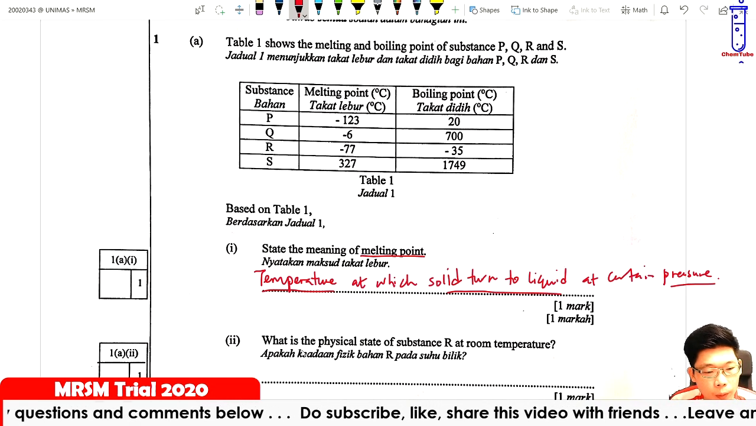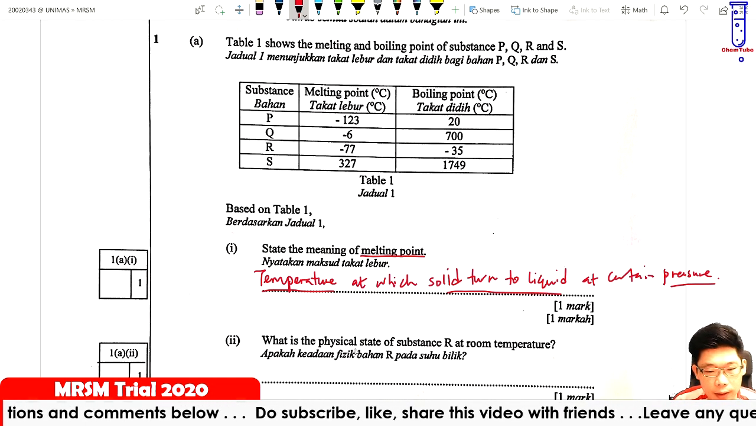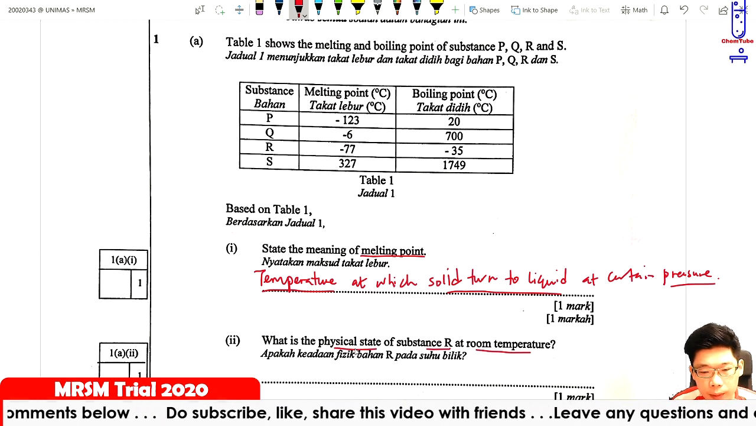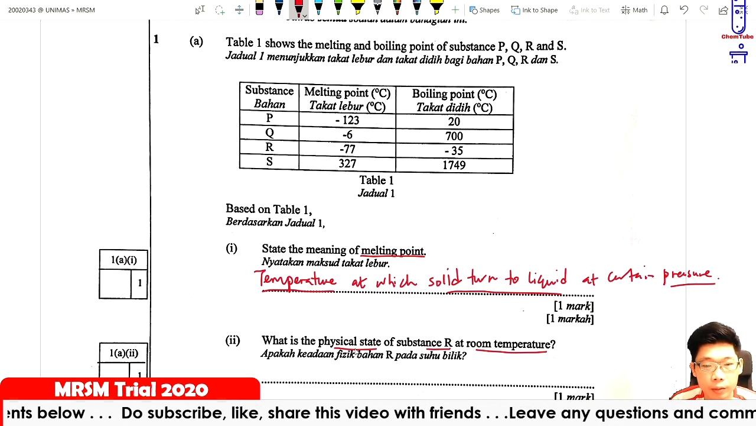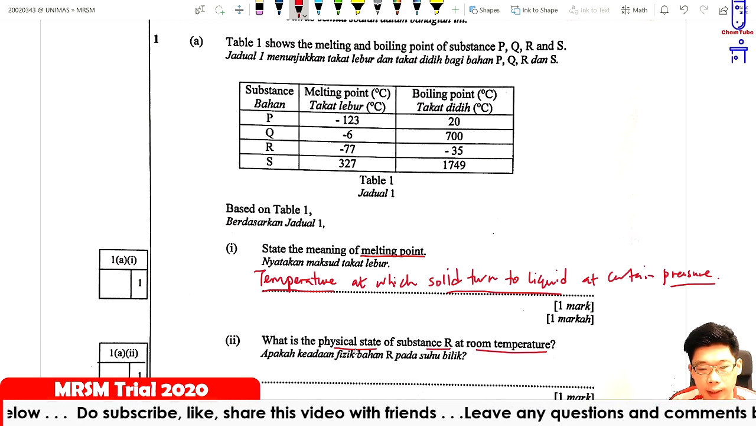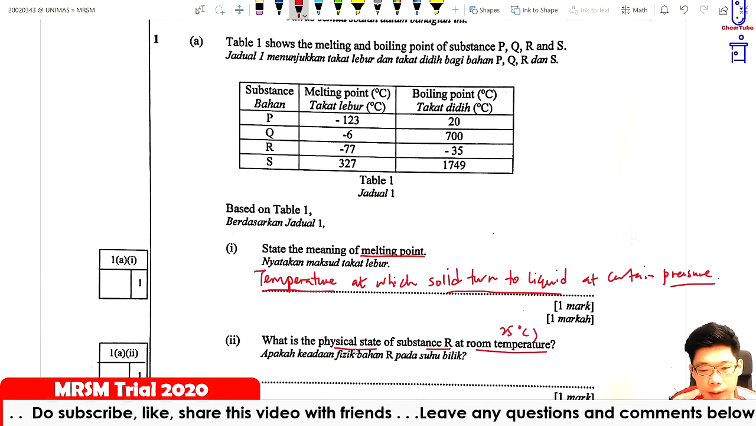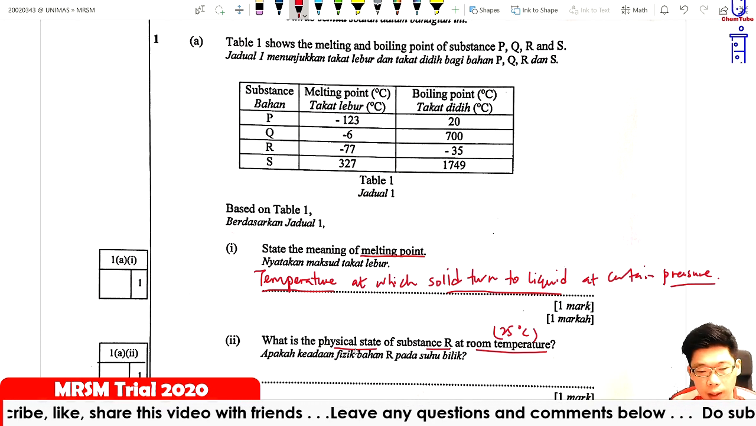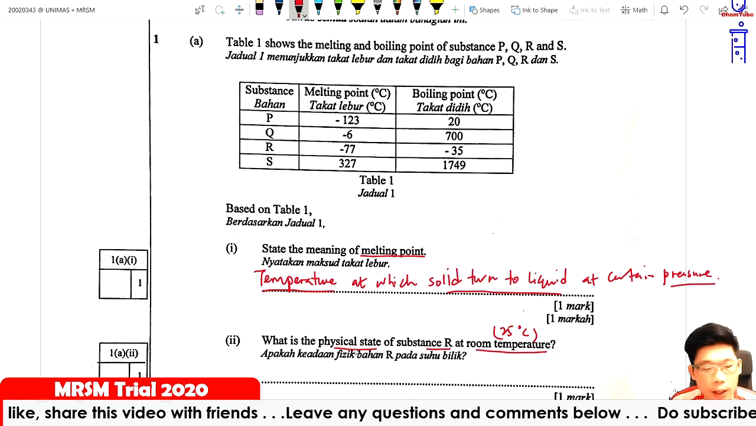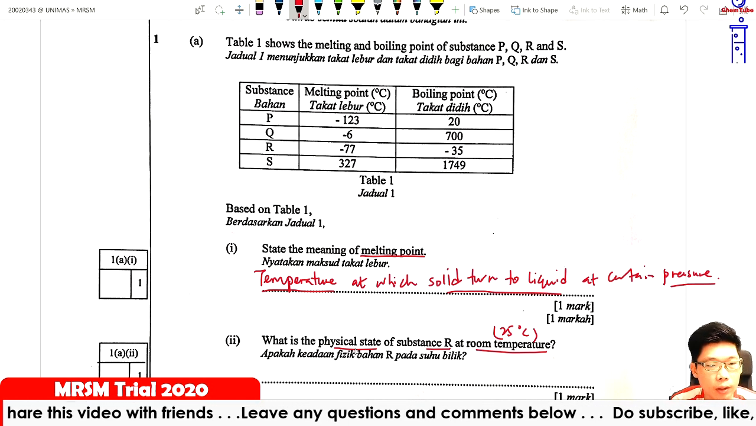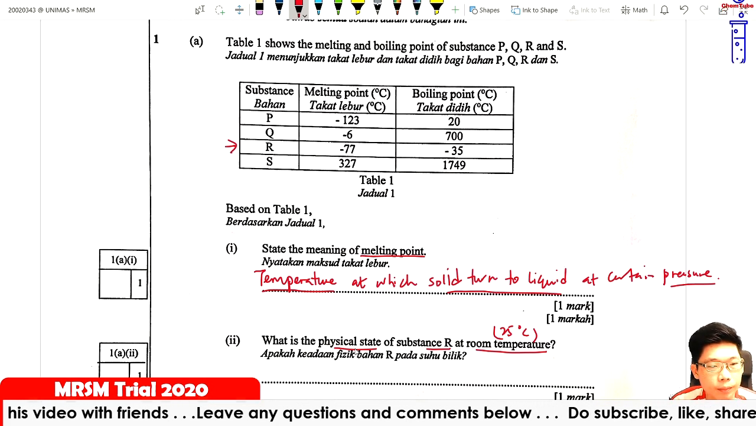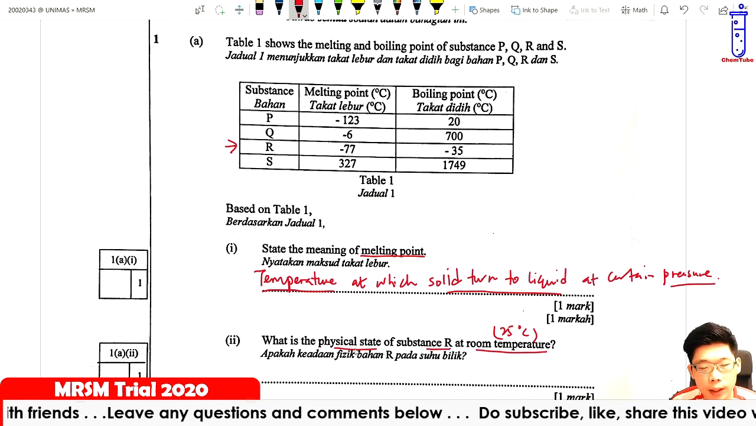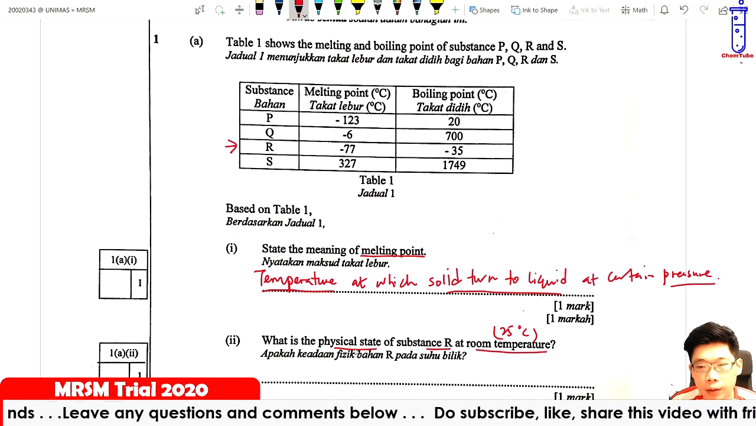Number 2, what is the physical state of substance R at room temperature? So remember, room temperature we standardize at 25 degrees Celsius. So what is the physical state for substance R? We look at substance R here. If you are not very sure, we can draw a line like this.